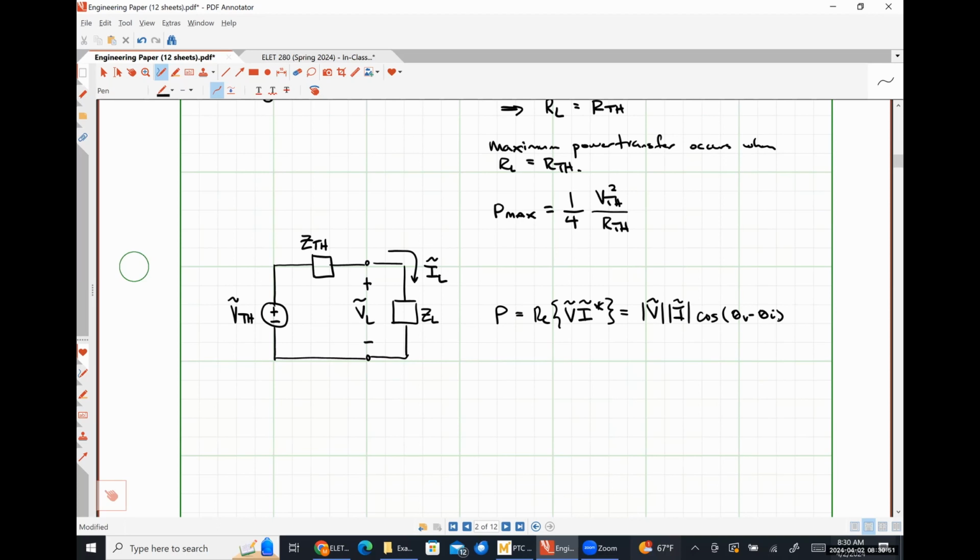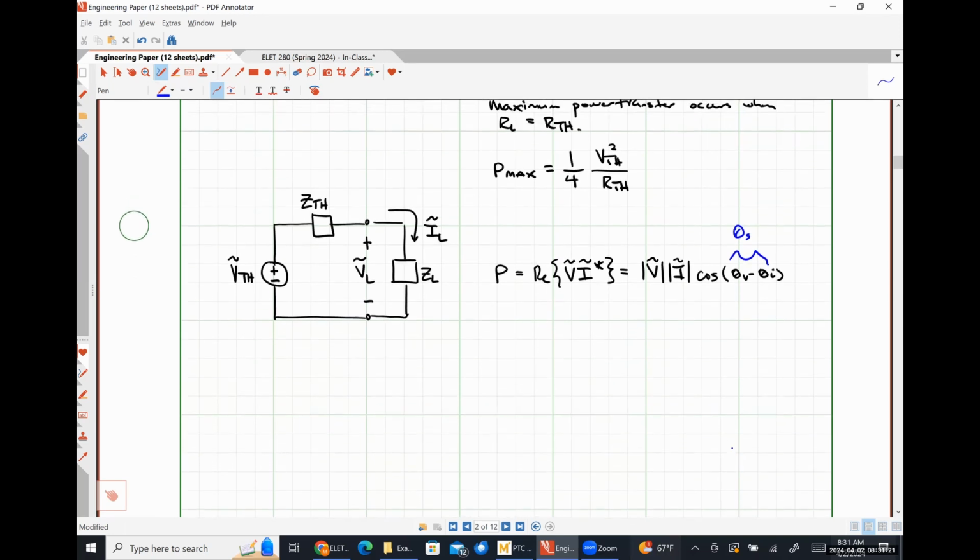Yes, exactly right. Theta V is the phase angle of the RMS voltage phasor. Theta I is the phase angle of the RMS current phasor. Just as a heads up here, that thing right there is nothing more than theta S. The difference between theta V and theta I is just theta S. All stuff that we arguably at least have seen before.